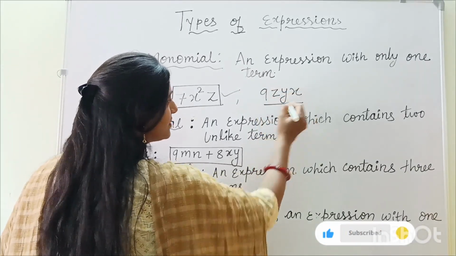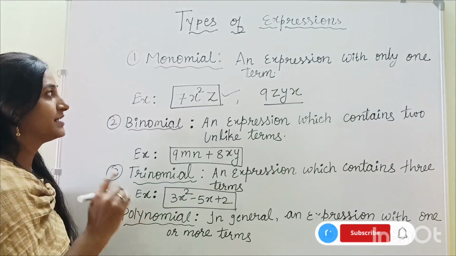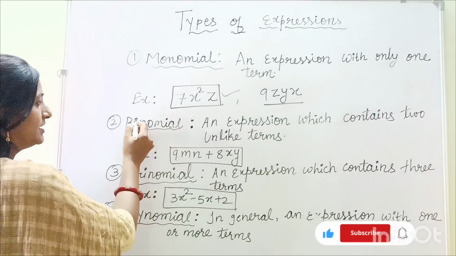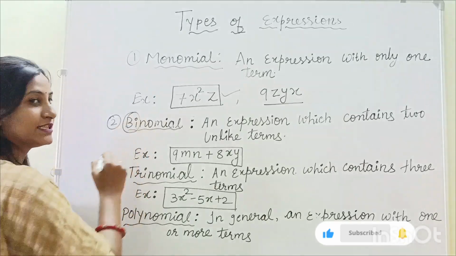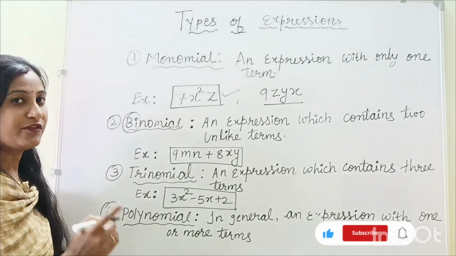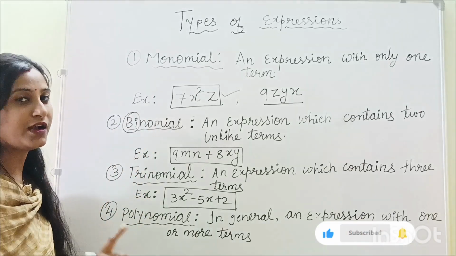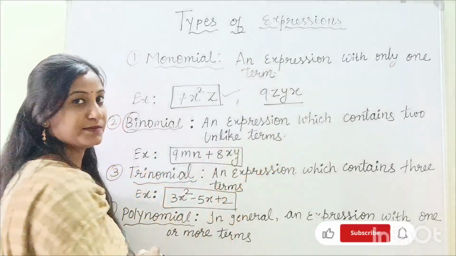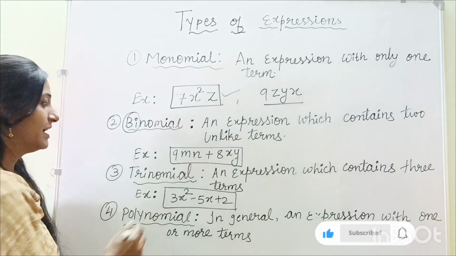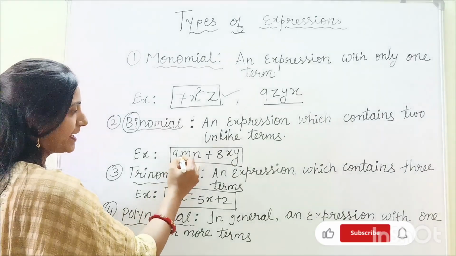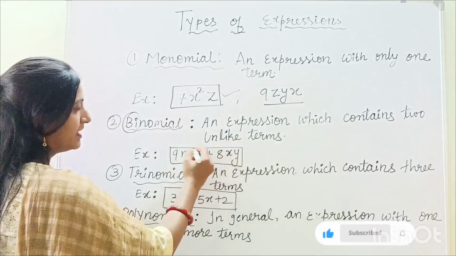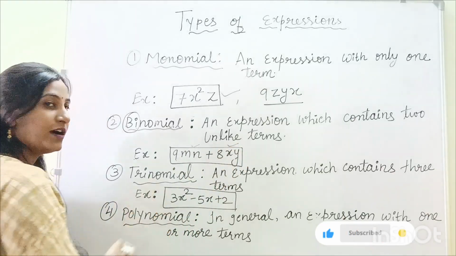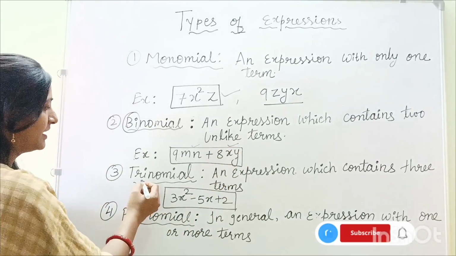9zx. So here also one term, so it is called monomial. Next one is binomial. Bi itself says 2. The expression which has only two terms is called binomial. So an expression which contains two unlike terms, that should be only unlike terms, like 9mn plus 8xy. These expressions have two unlike terms, so it is called binomial.